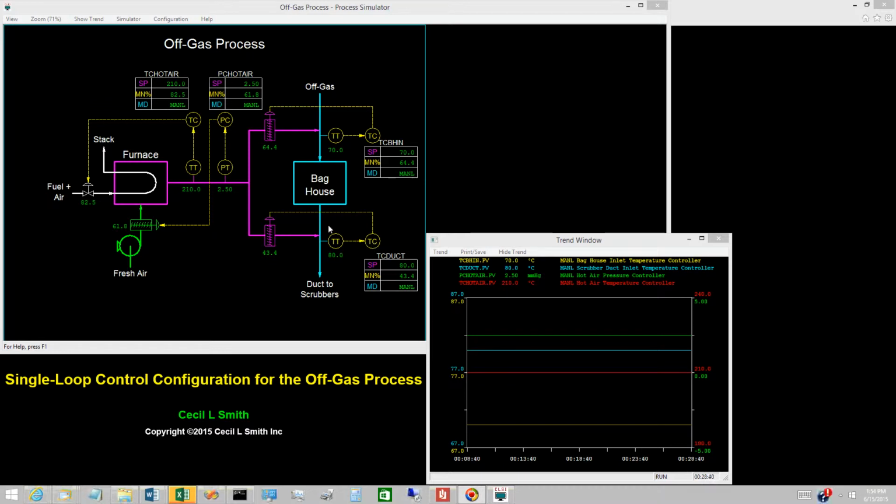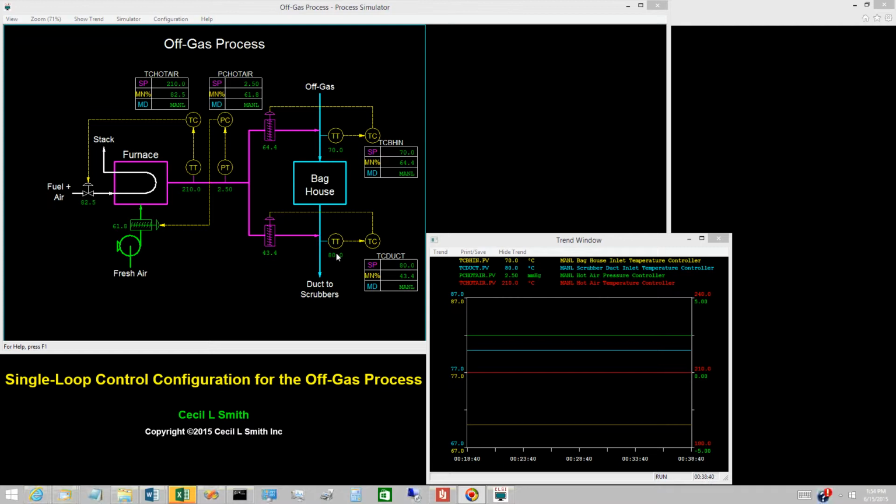The primary objective of the controls for the off-gas process is to maintain the off-gas temperatures above the dew point. 2 control variables pertain to the off-gas temperatures. Temperature at baghouse inlet. Normal operating value is 70 degrees Celsius. Temperature at scrubber duct inlet. Normal operating value is 80 degrees Celsius.